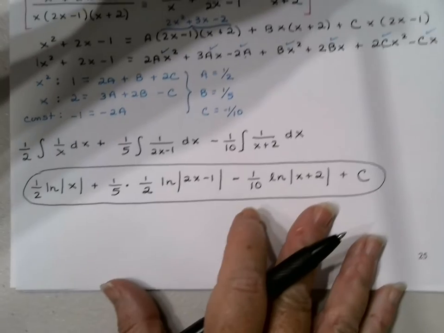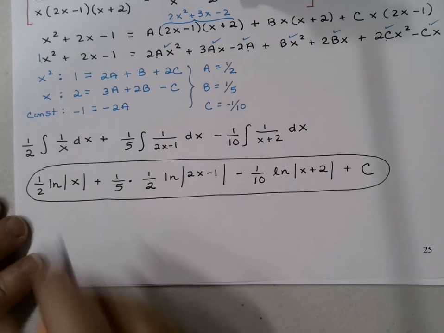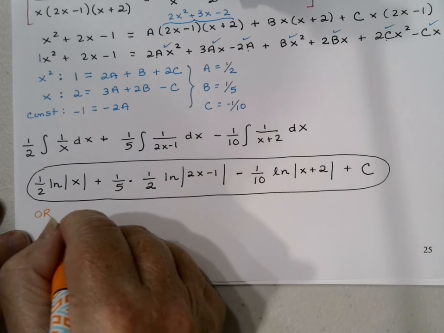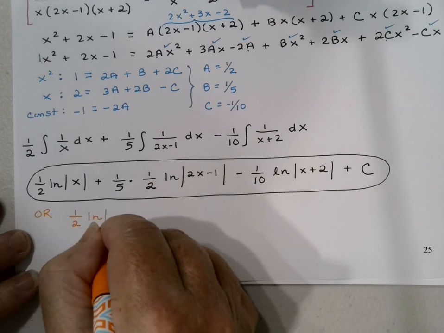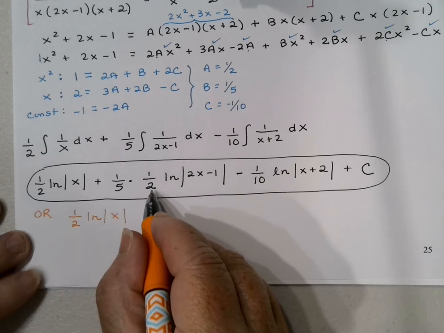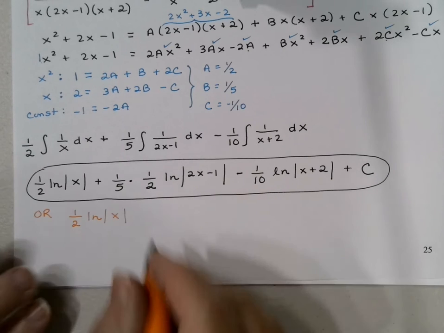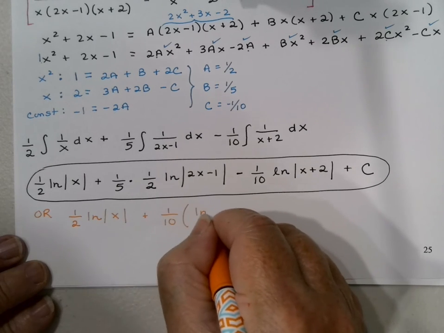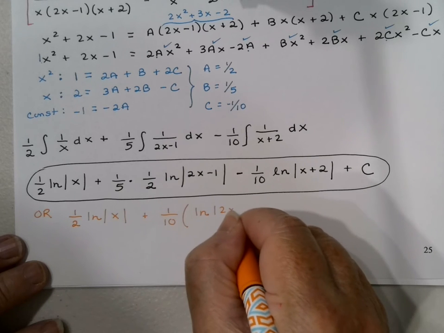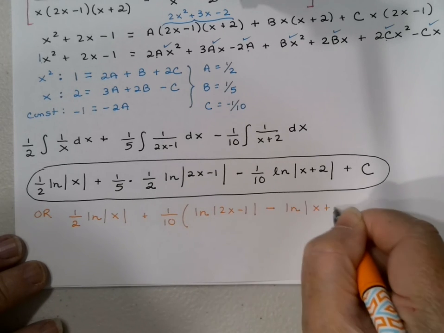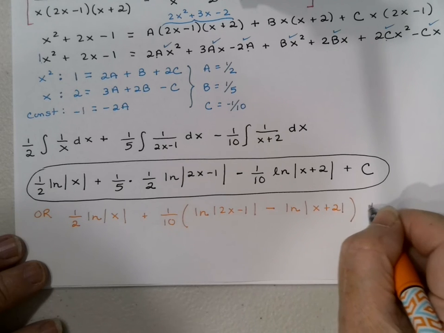But just a quick note. If you wanted to algebraically play with this and go a step further, then in 1/2 ln x, there's not a whole lot I can do with that. I could play with it a bit more, but I'm going to leave that there. This 1/10, right, that's a 1/10 and that's a negative 1/10. So if I factored out a 1/10, I'd have ln 2x minus 1 subtract ln x plus 2.